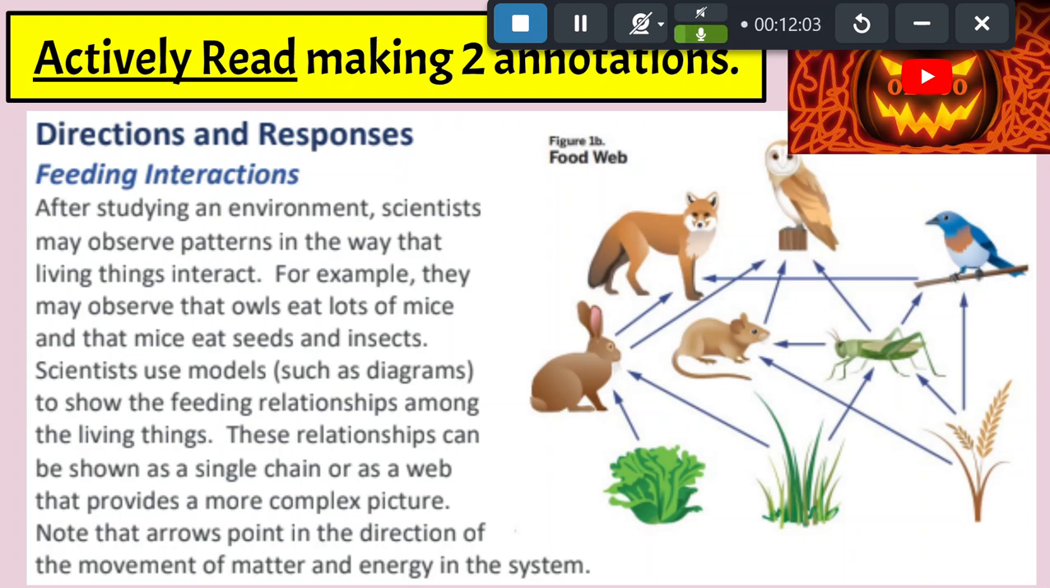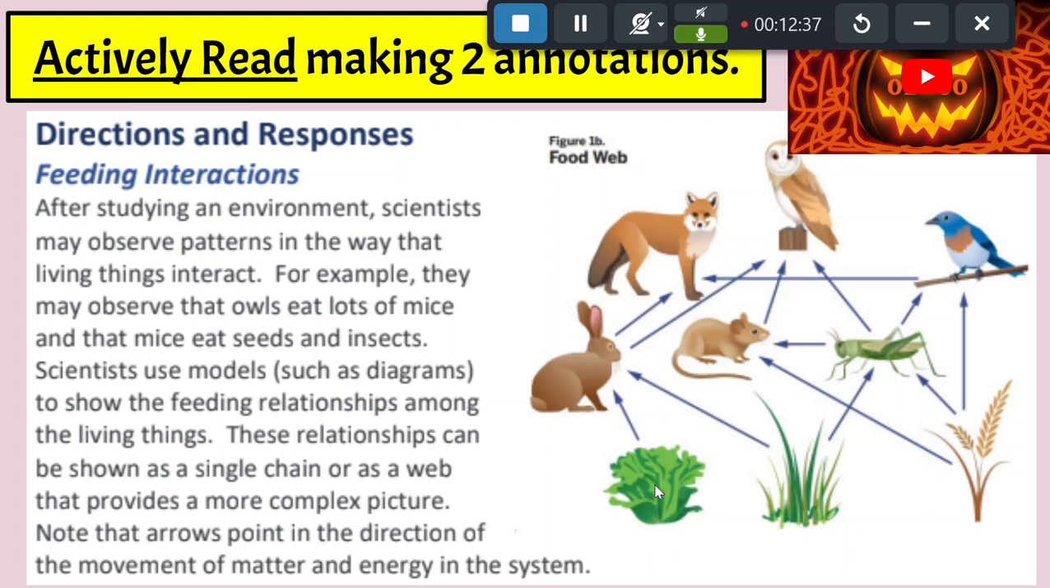After studying an environment, scientists may observe patterns in the way that living things interact. For example, they may observe that owls eat lots of mice and that mice eat seeds and insects. Scientists use models, such as diagrams, to show the feeding relationships among the living things. These relationships can be shown as a single chain or as a web that provides a more complex picture. Note that arrows point in the direction of the movement of matter and energy in the system.